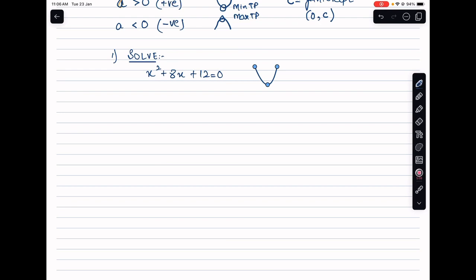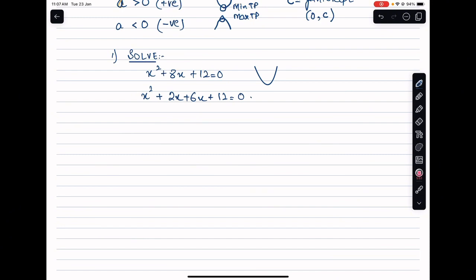Then to solve the equation, I need to factorize this. To factorize this equation, we have to take the factors of 12 so that it can break into the middle term. The sum or the difference of the two factors should be giving the answer as the middle term, and I can say that this is x squared plus 2x plus 6x plus 12, which is equal to 0.